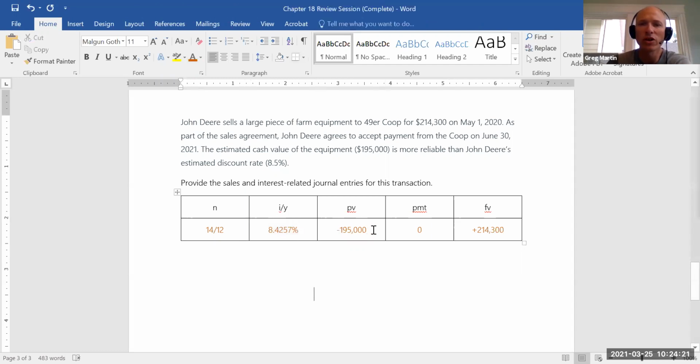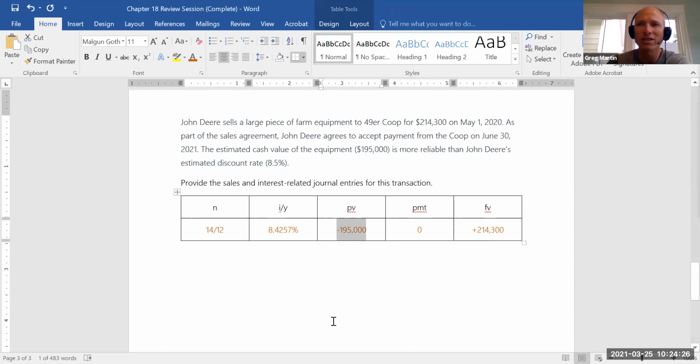So the PV, again, they're giving up a piece of equipment that's worth $195,000. So that's a negative economic flow. And then we solve for the I/Y. And yes, the setting should be end, because this future value payment occurs at the end of the 14-month period, not at the beginning. If we did the beginning mode with no payment, the present value and future value would be the same.